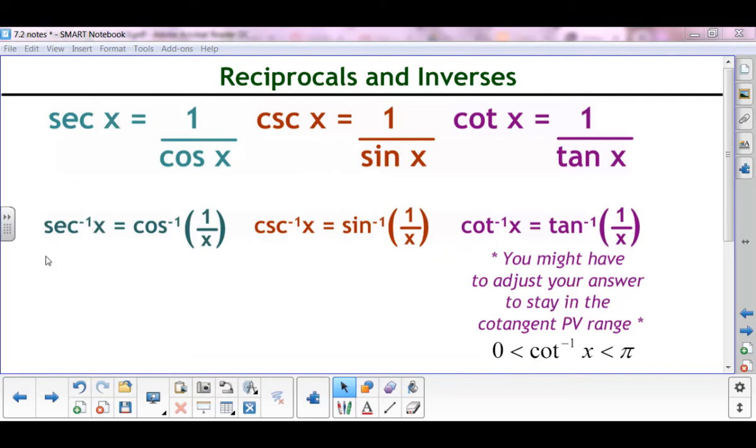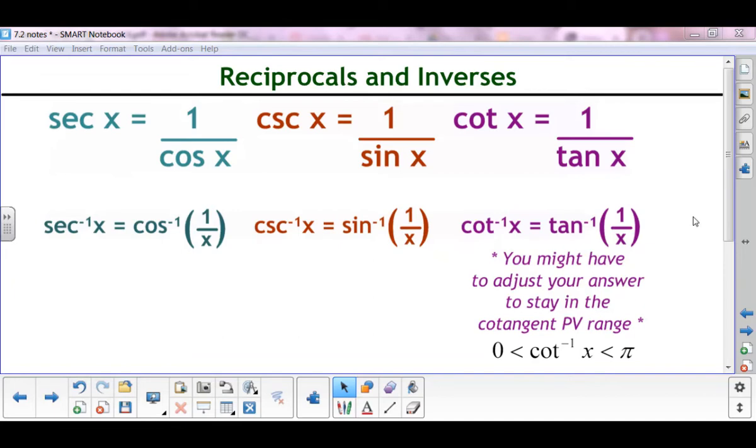But if you're asking where is the secant equal to this value, that would be the same thing as saying where is the cosine equal to the reciprocal of that value. So if you're doing inverses, you actually have to take the reciprocal of the argument of what you're taking the inverse trig function of, instead of taking the reciprocal of the whole thing. Now, even though cotangent and tangent are reciprocals, this formula right here doesn't always work, but it will help you get to your answer, and I'll be showing you that in the future.